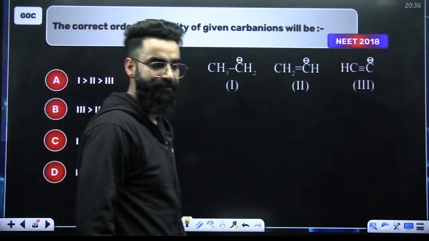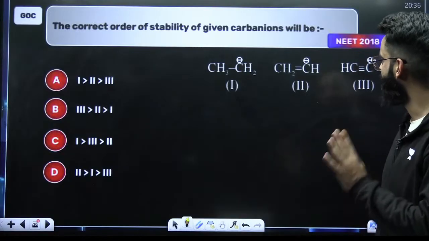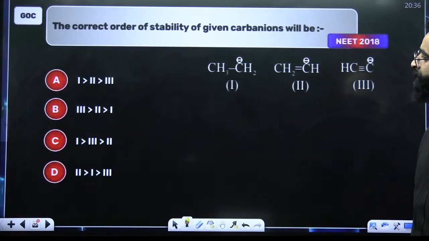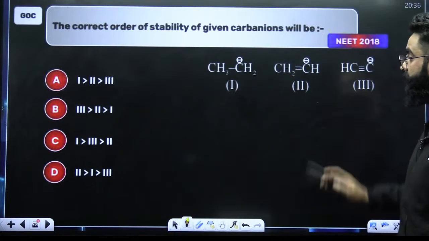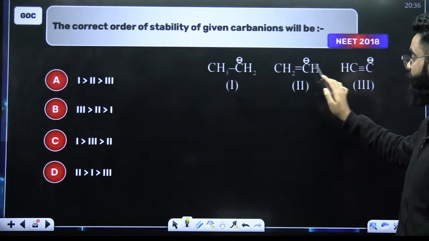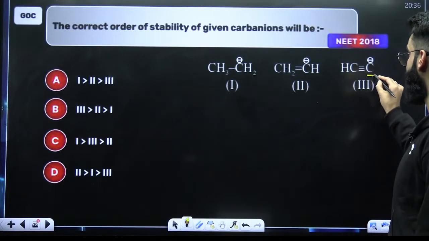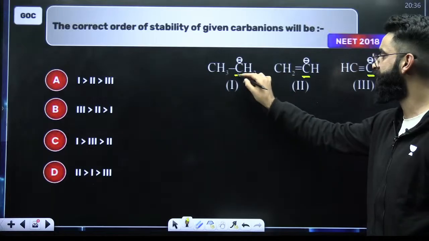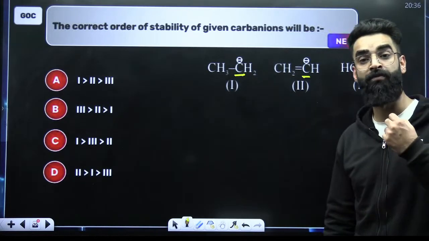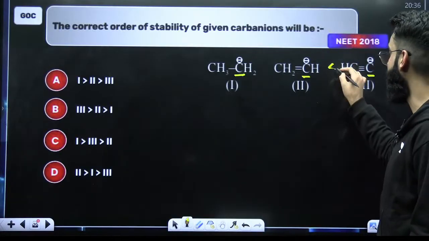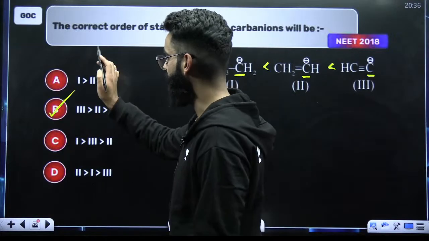NEET 2018. This, I believe, everyone can solve with closed eyes. What do you think? These are carbanions. These are not carbocations, right? This is negative, negative, negative. Single bonded carbon, double bonded carbon, triple bonded carbon. Which one has got more S character? This particular carbon will be having more S character than this, than this. More the S character means more the electronegativity. And you know, negative charge is more stable on the more electronegative atom, right? So this is going to be the order. 3 is going to be maximum stable, followed by 2, followed by 1. So it's option B.